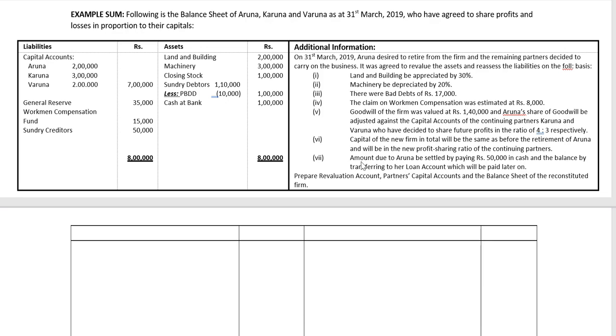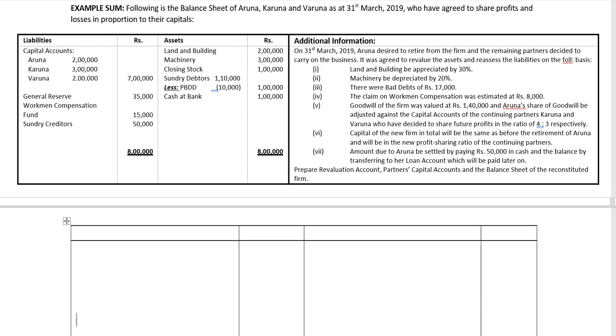Sixth point, the capital of the new firm in total will be the same as before the retirement of Aruna and will be in the new profit sharing ratio of the continuing partners. Last point, amount due to Aruna be settled by paying rupees 50,000 in cash and balance by transferring to her loan account which will be paid later on. We are asked to prepare the revaluation account, partners' capital accounts and the balance sheet of the reconstituted firm.